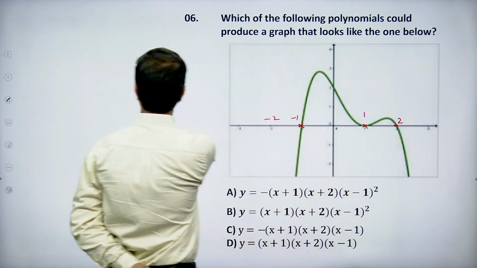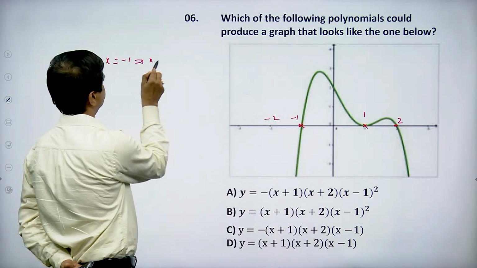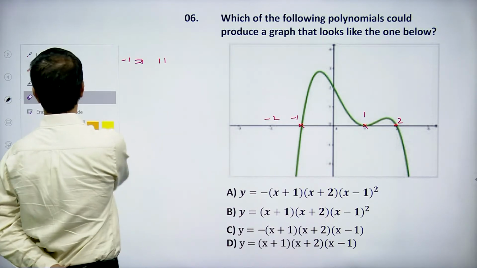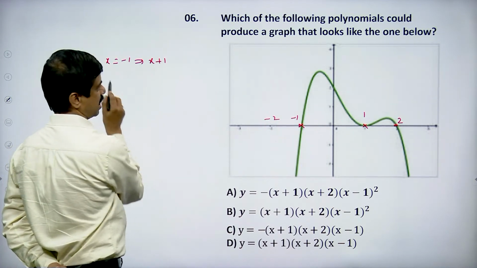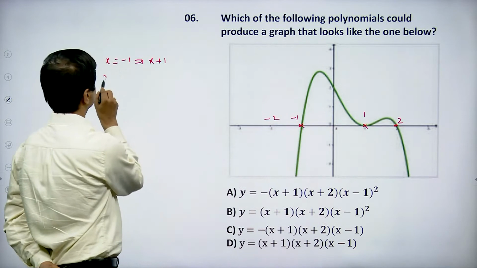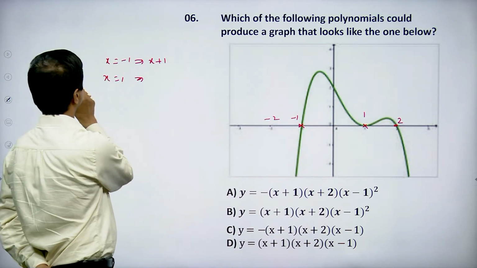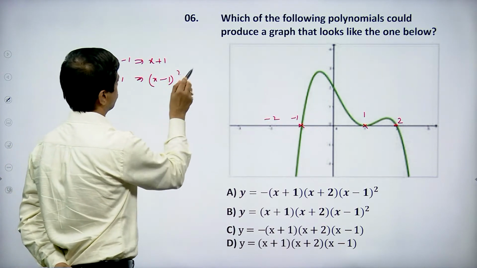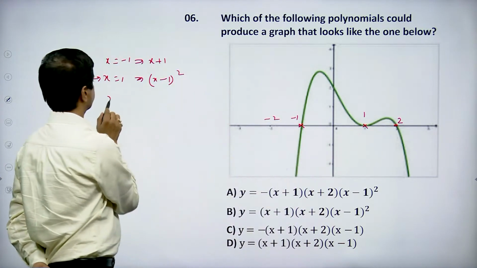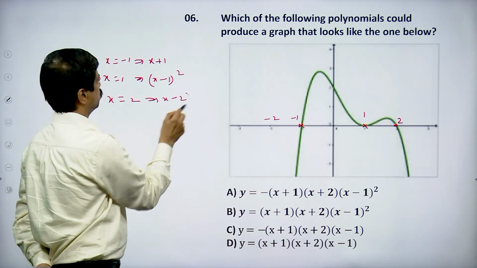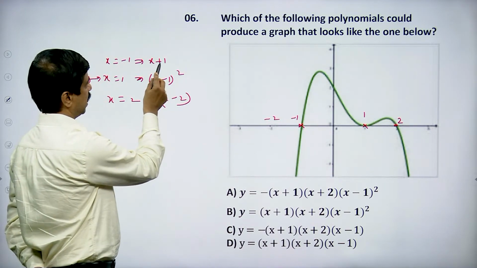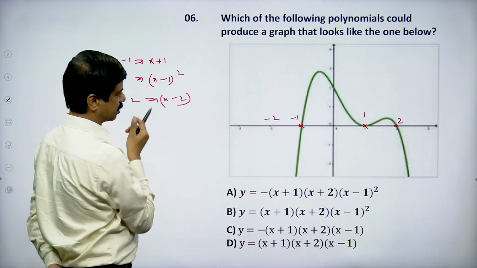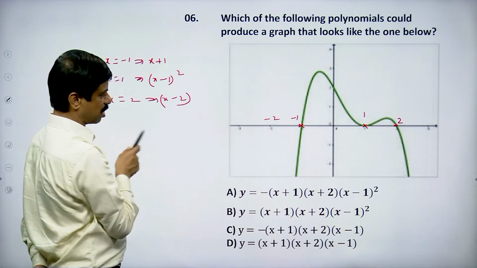So x equal to -1 implies x plus 1 is a factor. Then x equal to 1, 2 times. So x minus 1 whole square. Then x equal to 2 one time. X minus 2 you will get. So what is the final answer? X plus 1 into x minus 2 into x minus 1 whole square. So these are the factors you are getting.